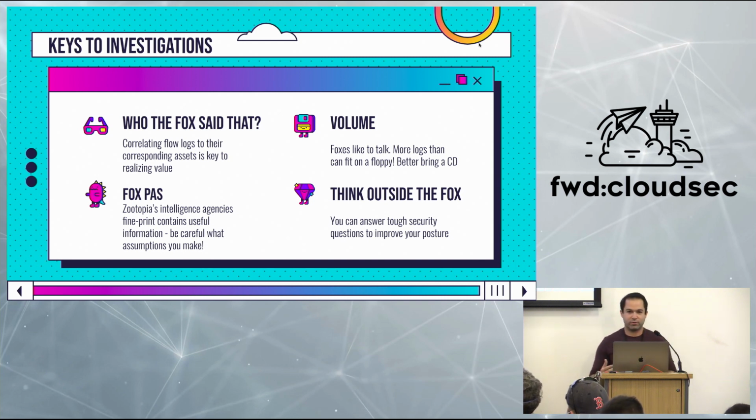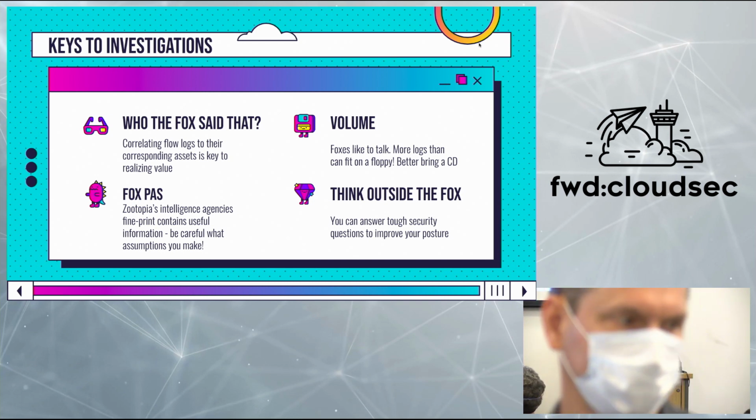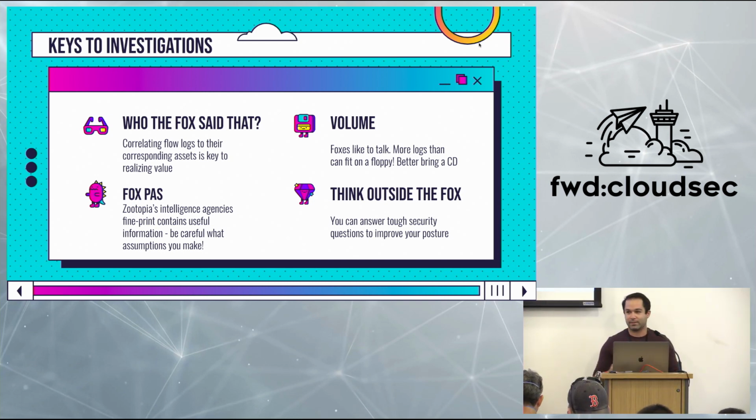Volume's also a major issue. I double-checked this morning. I think we have a couple hundred terabytes of flow logs a day across our major cloud providers. That's a lot of data. There are also a few faux pas or caveats when using these logs, either information in the docs that I feel is incorrect or hard to understand or parse. So be careful about what assumptions you're making.